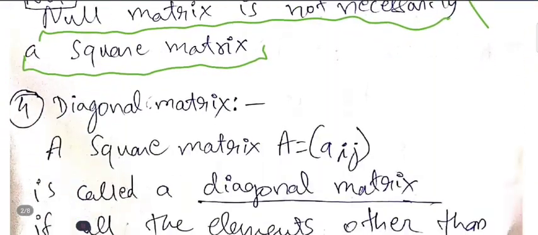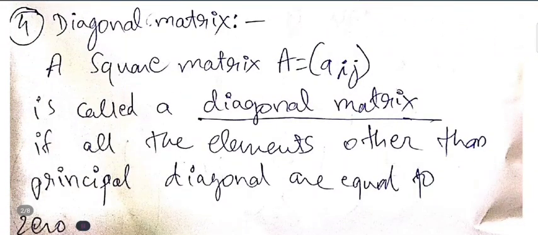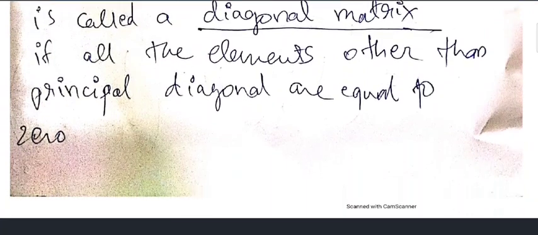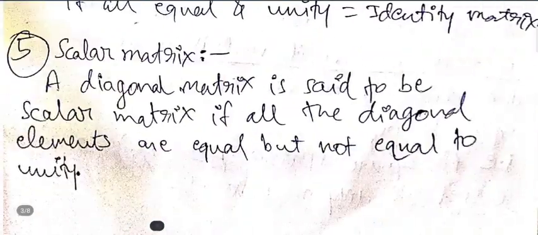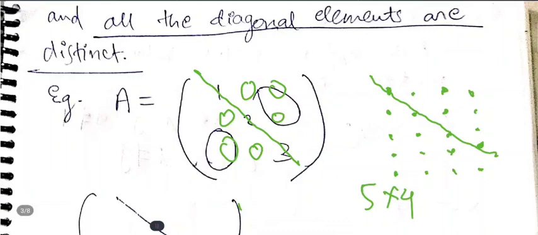So a square matrix A equal to aij is called a diagonal matrix if all the elements other than the principal diagonal are equal to 0. So all other elements are equal to 0 except the principal diagonal. And what are the further specifications of it? Further, all the diagonal elements need not be distinct. This is also a requirement.